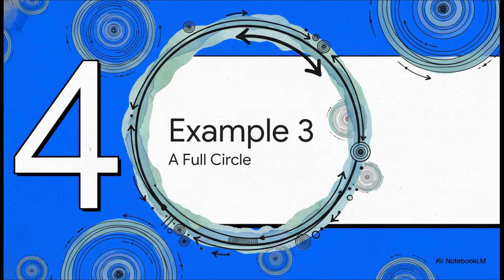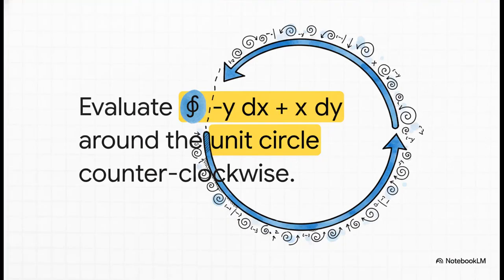All right, for our last example, let's look at something really fascinating. A path that starts and ends at the exact same place, a closed loop. Here's the task. Evaluate the integral of -y dx plus x dy. And our path is the unit circle, which we're going to travel around once, counterclockwise. Oh, and see that little circle on the integral sign? That's just special notation to tell you, hey, this is a closed path.